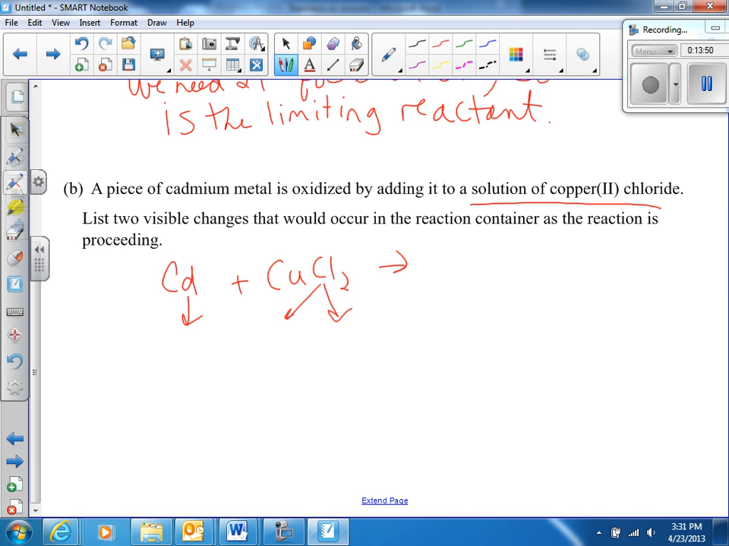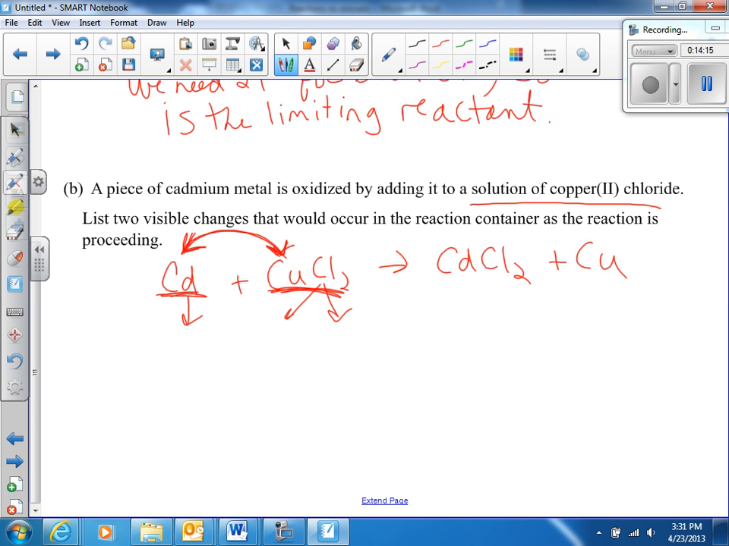Okay. So first off, cadmium will always become cadmium 2+. So it will become CdCl2 and copper. Whenever you have single replacement, the metal replaces the metal. So notice we had an element and a compound. The metals replace one another. Things that could have positive charges switch places.